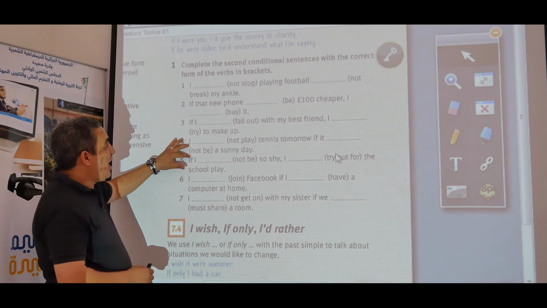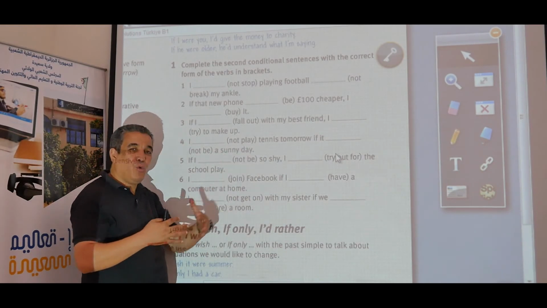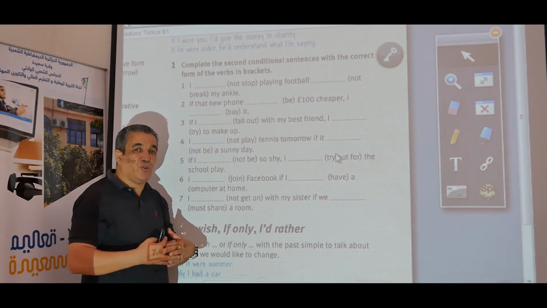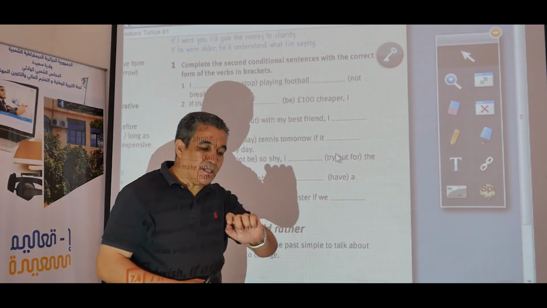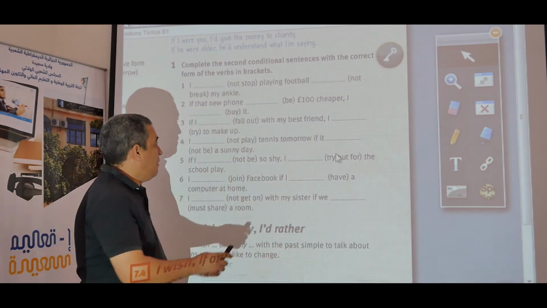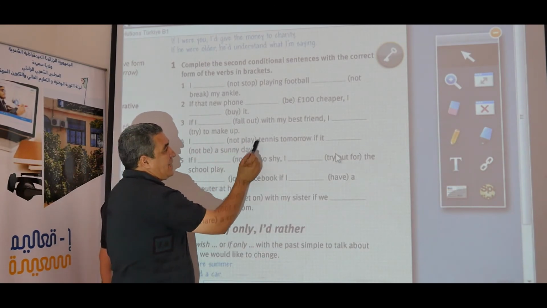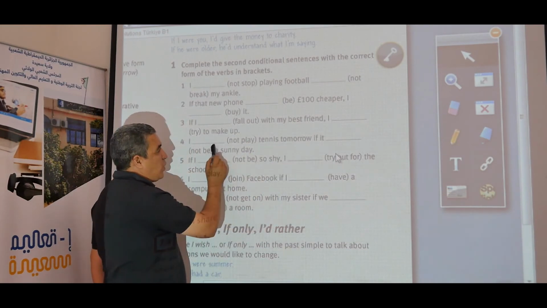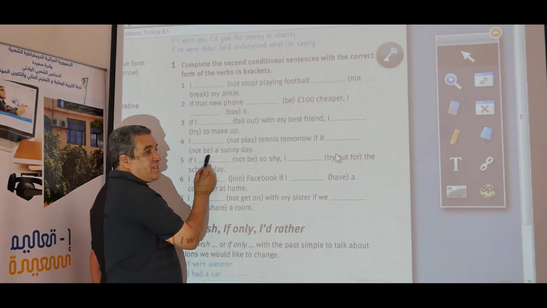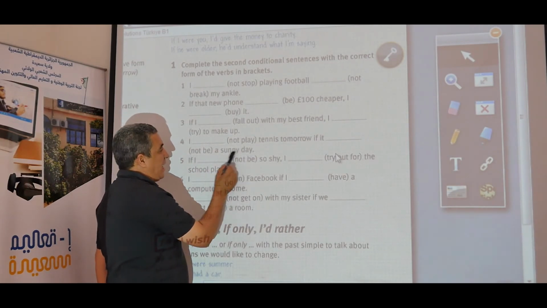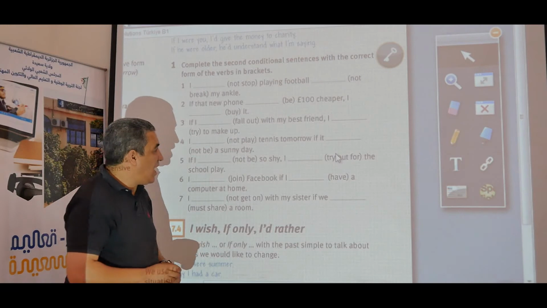Now, number 4, I not play tennis tomorrow. So here we've got tomorrow. So it's better to use the first conditional. And the first conditional contains the present simple with the future simple. Because we've got tomorrow. So, I will not play tennis tomorrow if it is not a sunny day, not be, if it is not a sunny day. Excellent. Now, 5.